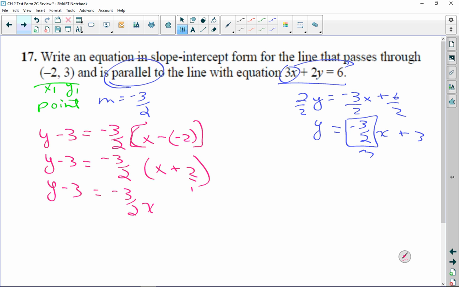What's 3/2 of 2? What's 3/2 times 2? You put a 1 under the 2. Don't those two just cancel out and I'm left with -3? Okay. Add 3 to both sides. Y equals -3/2 x.